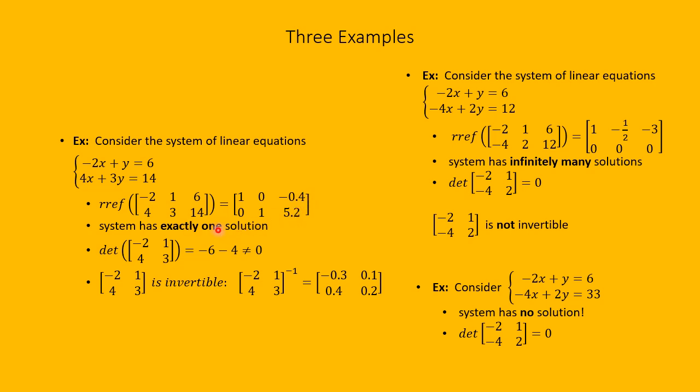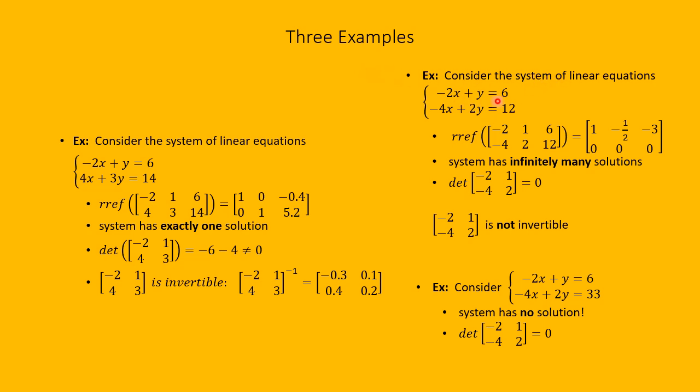There's exactly one solution. The determinant of this 2 by 2 matrix is easy to compute. Minus 6 minus 4, that's minus 10, which is not 0. Also, it turns out that this matrix is invertible. If we use one of our methods for finding inverses, we'll find that the inverse of this matrix is this matrix. Let's move on to another example.